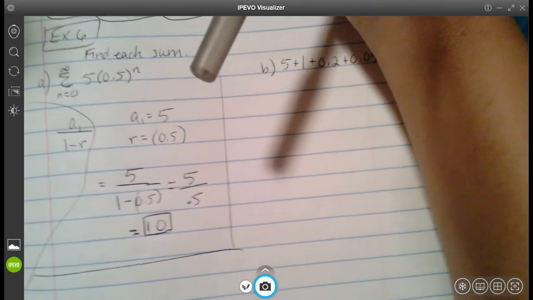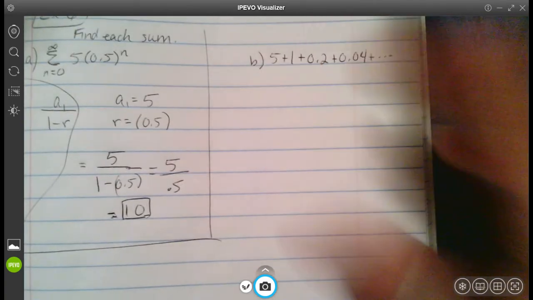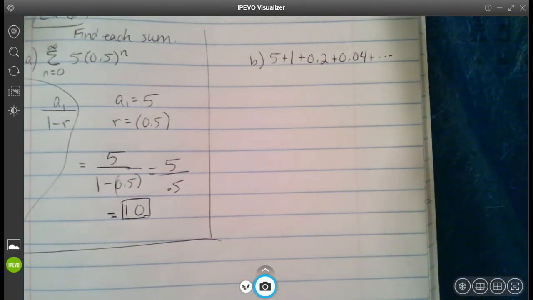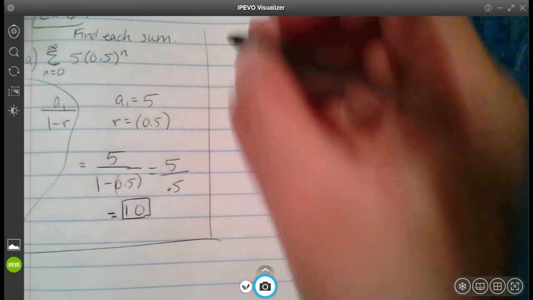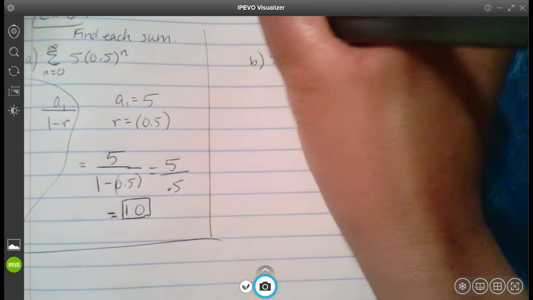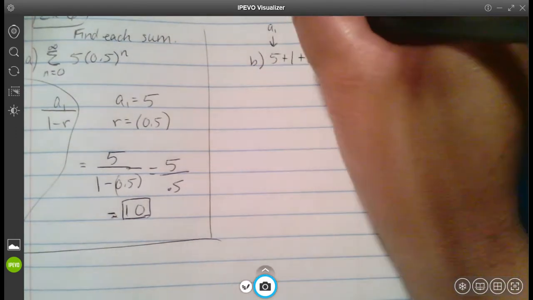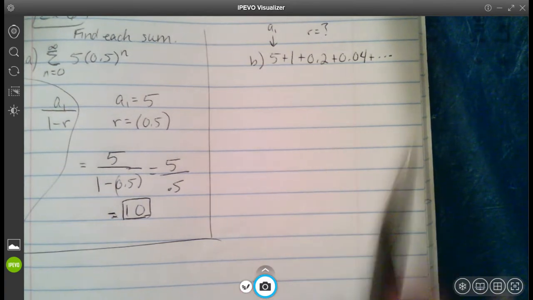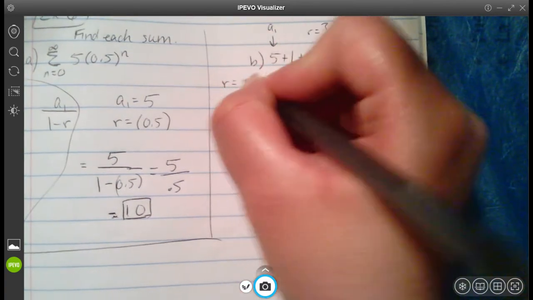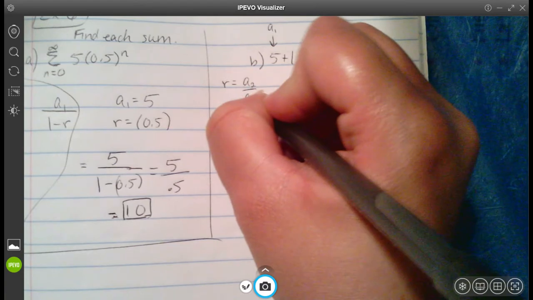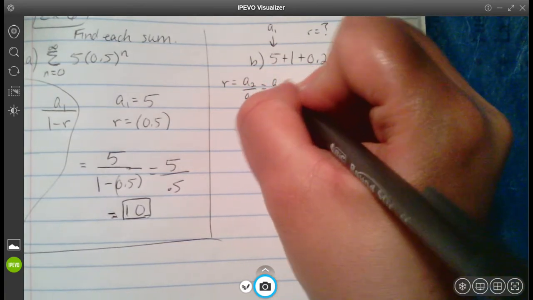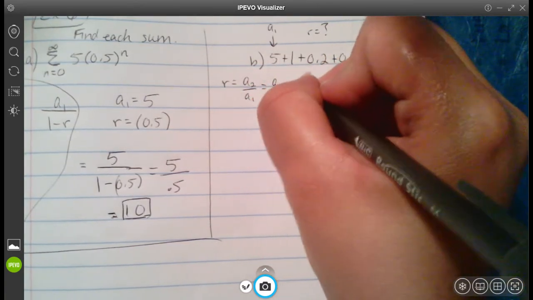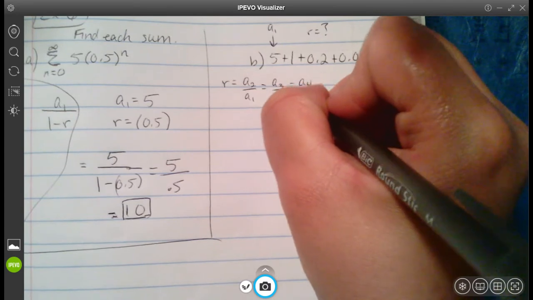So let's look at letter B. It says 5 plus 1 plus 0.2 plus 0.04 and so forth. So this one's a little bit problematic because we don't have the ratio. We have A1, our first term is right there, but we don't know what the ratio is. But we do have some terms, so all we have to do to find r is do some division, yeah? And as a reminder, here is the little formula, I guess you could say.